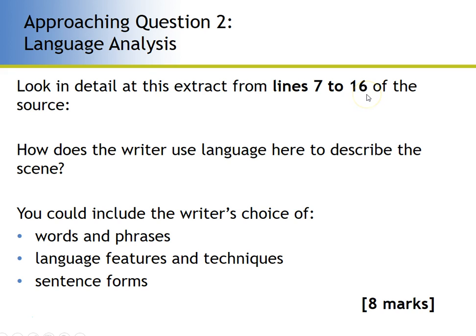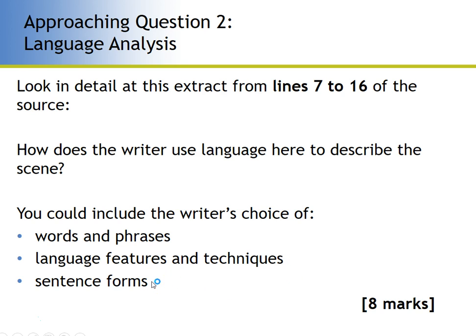And again, as in question 1, you should underline or highlight that section of the extract so you can focus on it. The question asks, how does the writer use language to describe the scene? And you're given 3 bullet points here that indicate the different aspects of language use that you could comment on. Adrian suggested that you should be able to gather all your 8 marks by commenting on just the first 2 bullet points, which are to do with the vocabulary and language features used in the text.